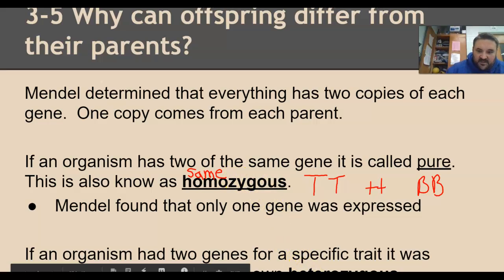If an organism had different genes, he called this heterozygous. And heterozygous would be like capital T, lowercase t, capital B, lowercase b, capital W, little w. These were heterozygous because hetero means that they're different.